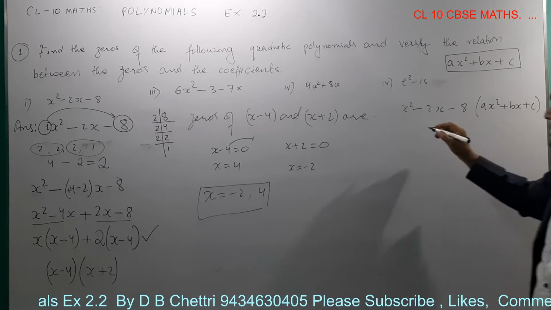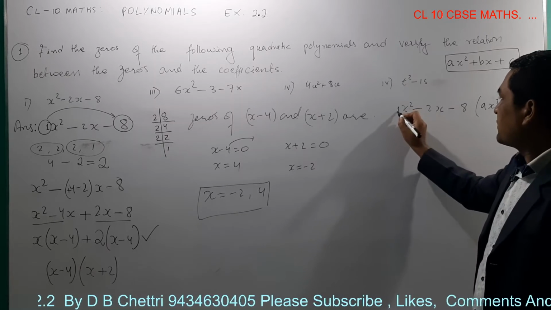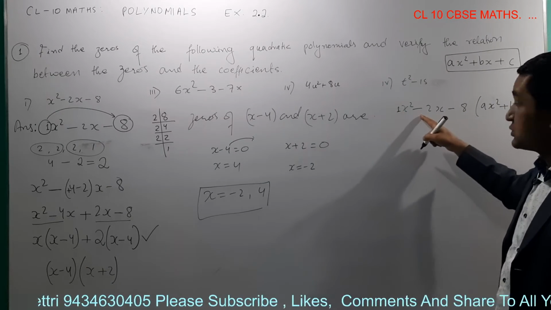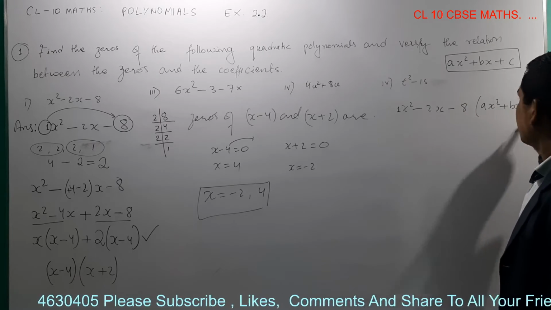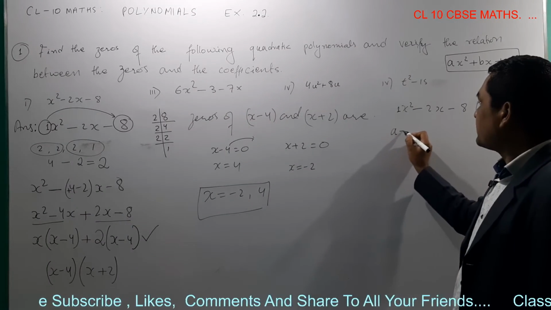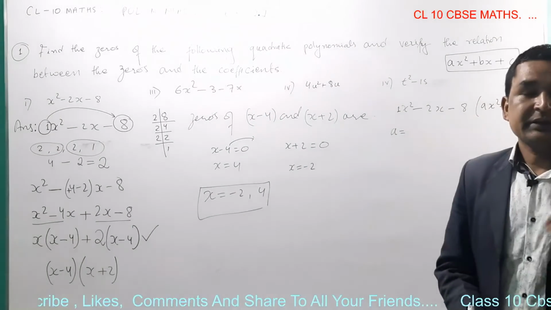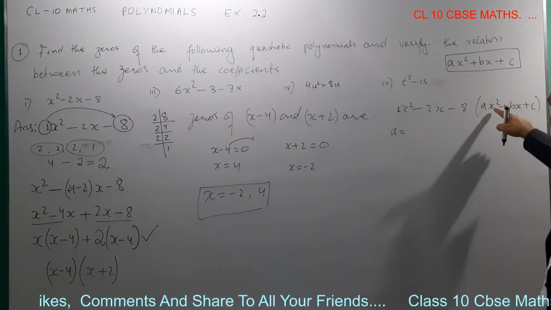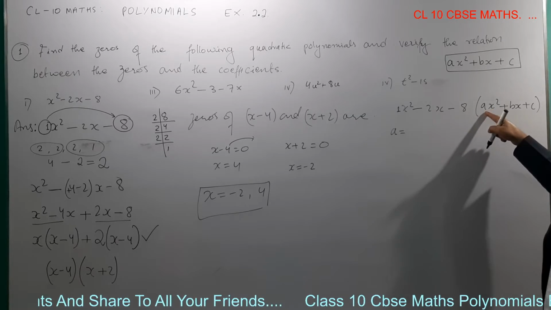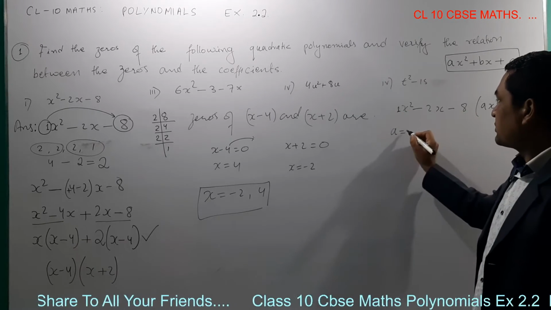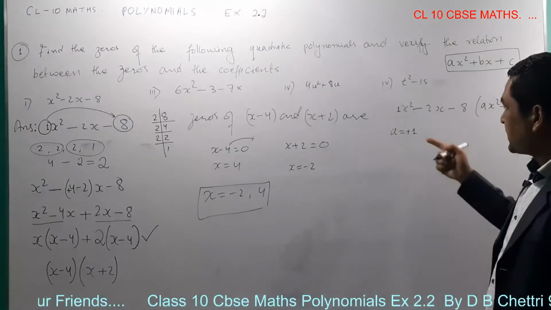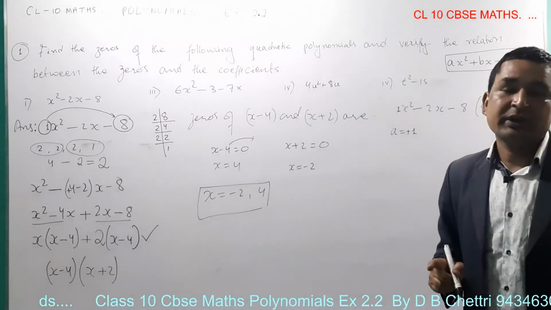Comparing with x square, what do we have? 1. With x, what do we have? Minus 2. And the constant is minus 8. Then what is the value of a? While writing the value, please write it with the sign. Sign is very important. A means the number attached with x square, that is plus 1. Please make the habit of writing numbers with their proper sign. If you make the habit of writing the plus sign, then you never forget to write the minus sign.